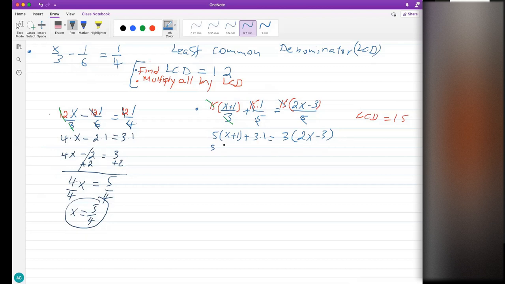So 5x plus 1 plus 3, 6x minus 9. Okay, work on each side. See if we have like terms. We do. This will be plus 4. Sorry, Professor, the 5x plus 5. Plus 5, yeah. Oh, yes, that's right. Plus 5. So this turns into 8, right? Okay, so we simplified each side.